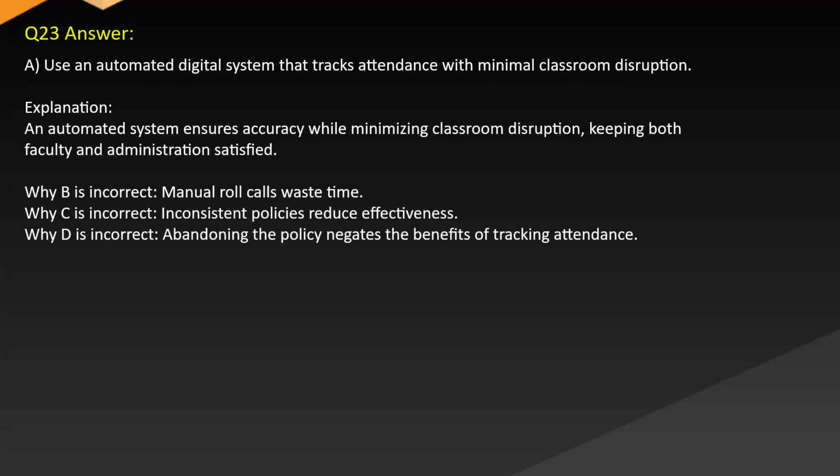Answer A. Use an automated digital system that tracks attendance with minimal classroom disruption. Explanation: an automated system ensures accuracy while minimizing classroom disruption, keeping both faculty and administration satisfied. Why B is incorrect. Manual roll calls waste time. Why C is incorrect. Inconsistent policies reduce effectiveness. Why D is incorrect. Abandoning the policy negates the benefits of tracking attendance.